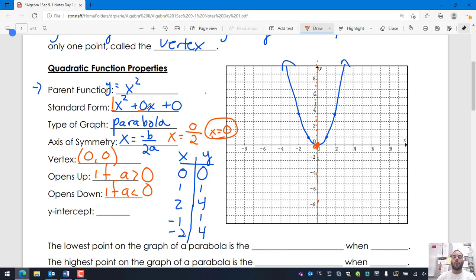And then to solve for the y-intercept, all you're really looking for is the place where this thing crosses the y-axis. Okay. In order to find that point, it's going to be the point (0, c), where c is whatever c is equal to. Okay. In this particular example, we're dealing with the parent function. c is equal to 0, so the y-intercept is the point (0, 0). And it crosses the y-axis right there.